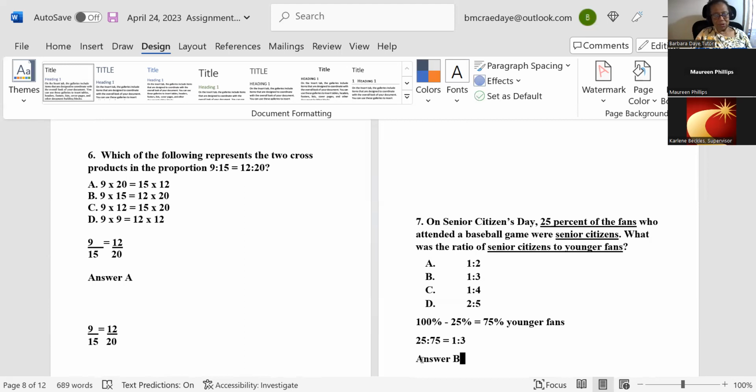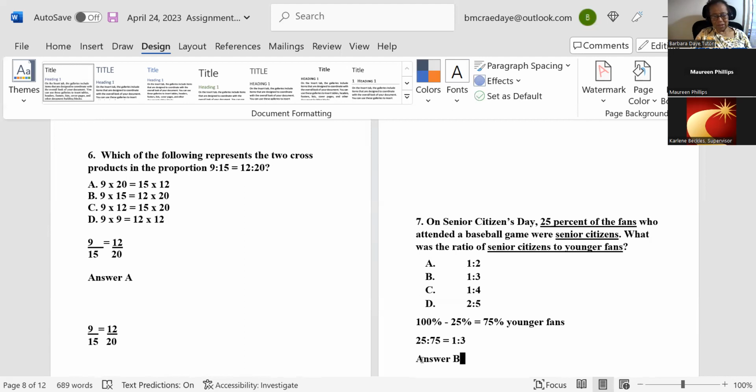Now, Maureen, what would be the ratio of younger fans to senior citizens? 3 to 1. That's it, 3 to 1. Because now you've got younger fans being bigger, and that's the 3, and 3 to 1.